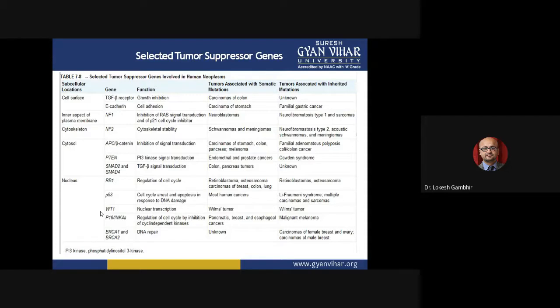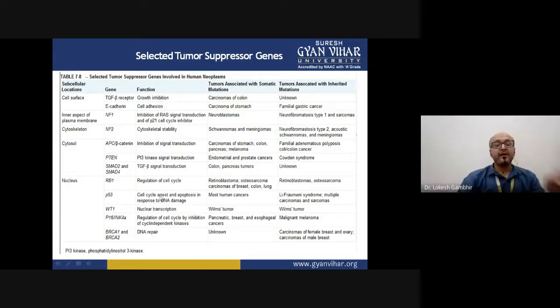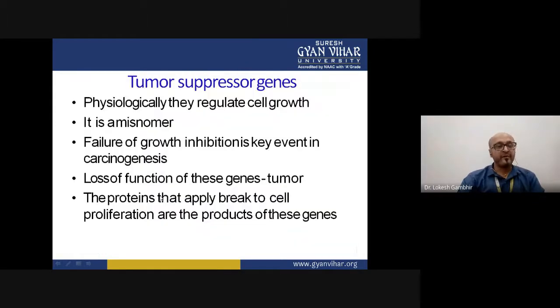So you see, there are multiple sets of tumor suppressor genes, out of which the genes we are talking about, present in the nucleus, are retinoblastoma, RB1 and P53. So when we are talking about tumor suppressor genes, the question is whether these genes are actually suppressing the tumor. Then that's why I told you earlier that that's a misnomer.